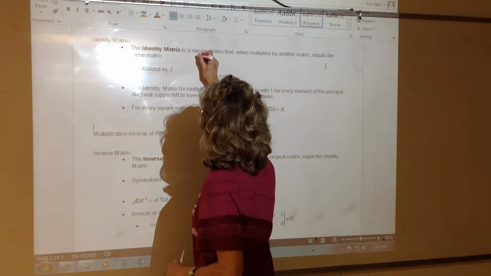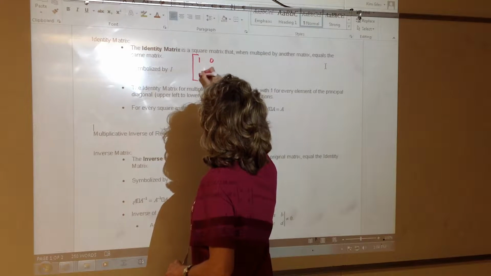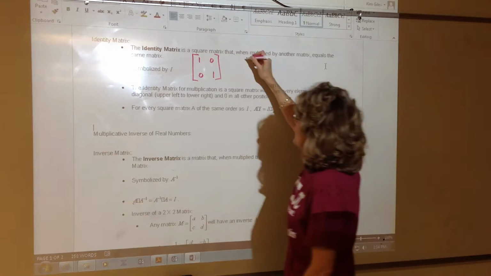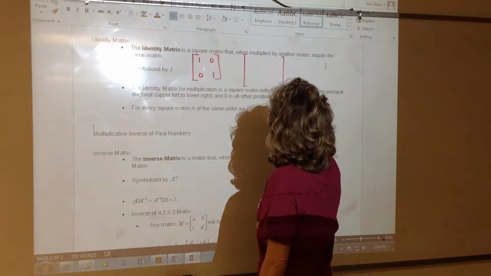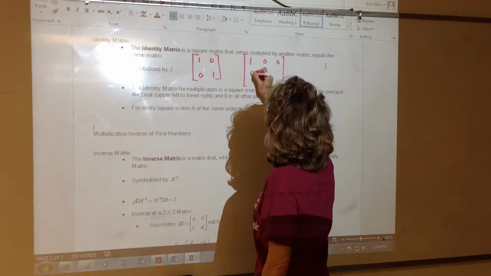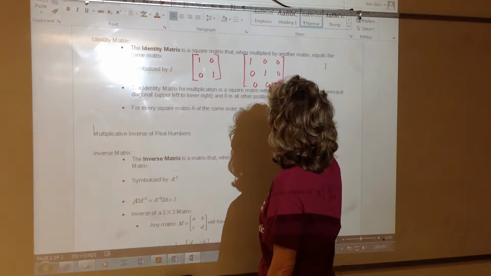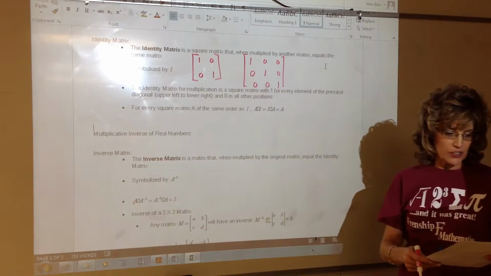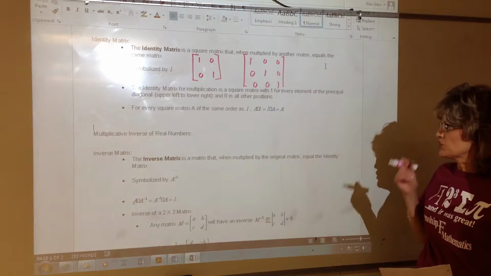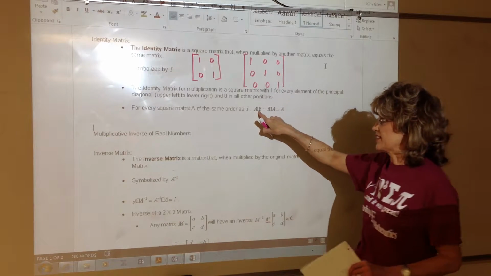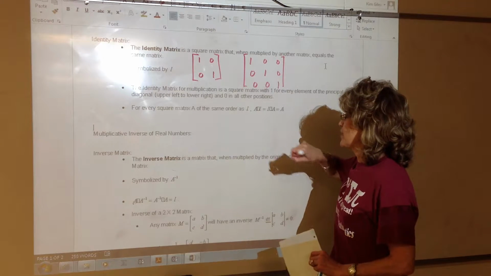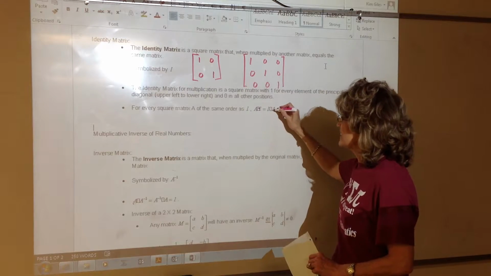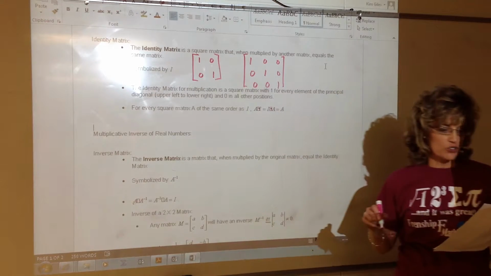The identity looks like this. That's an identity for a 2 by 2. A 3 by 3 identity will have 1, 0, 0, 0, 1, 0, 0, 0, 1. And the diagonal is always 1s and every other entry is 0. So for every square matrix, if you multiply matrix A times the identity, or the identity times matrix A, you'll get the same thing you started with.